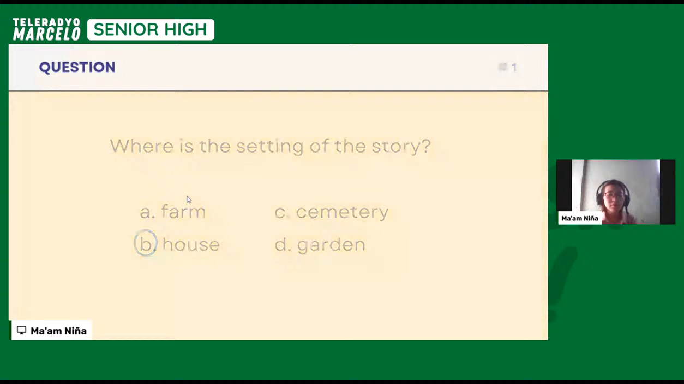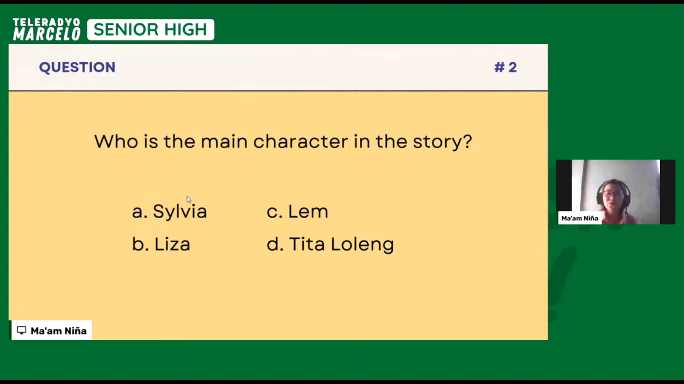Next question. Who is the main character in the story? So I think that's very obvious in what I have read. Is it A, Sylvia, B, Lisa, C, Lem, or D, Tita Loleng? Okay. So the correct answer is B. It's Lisa.